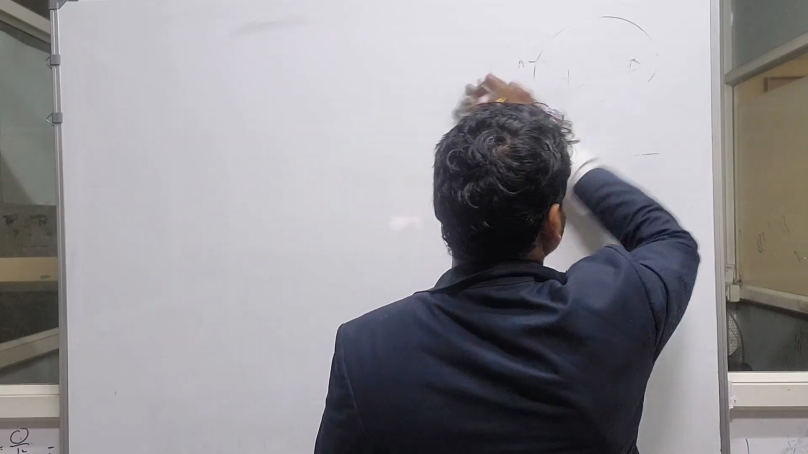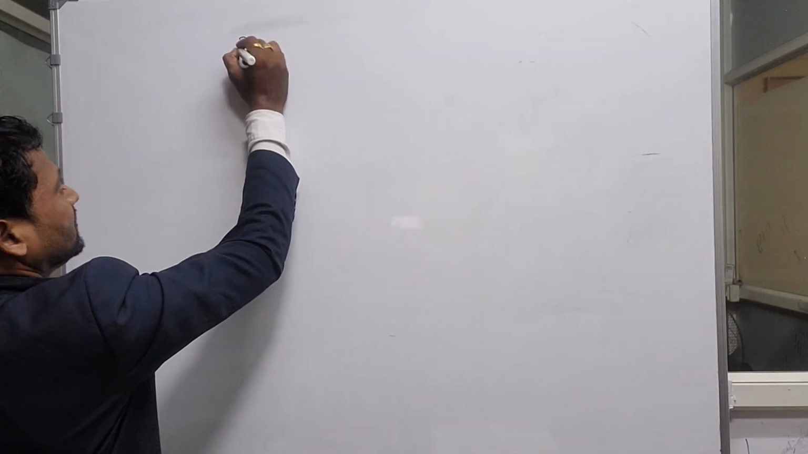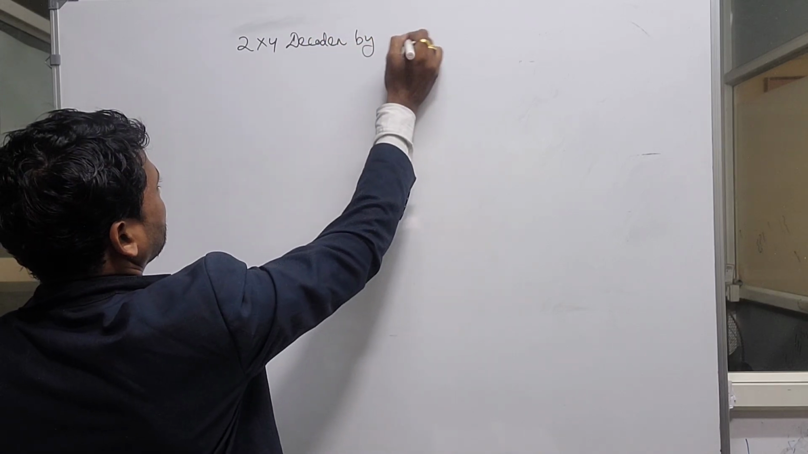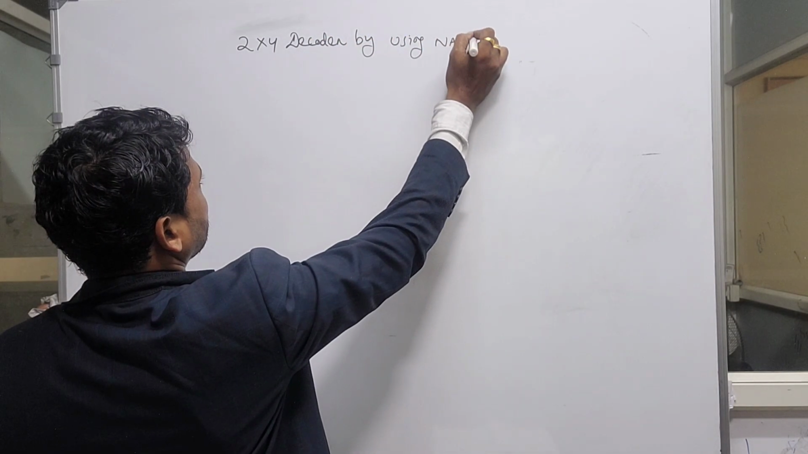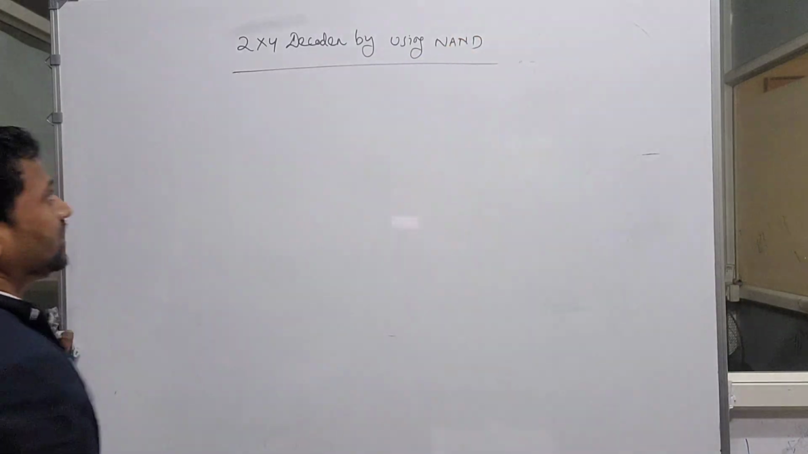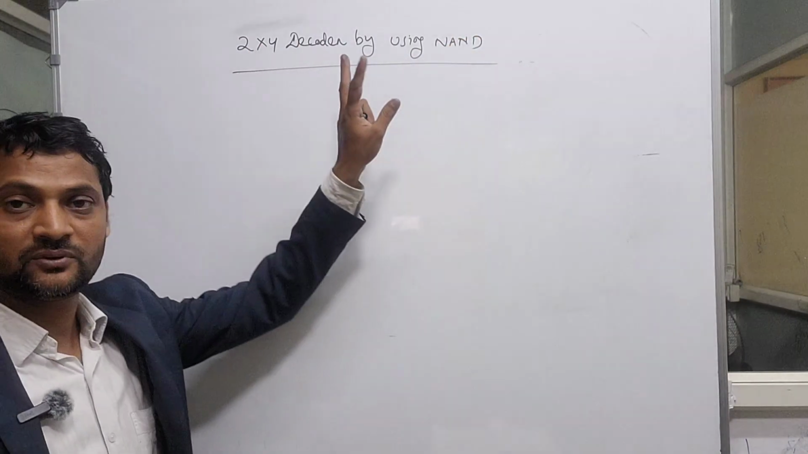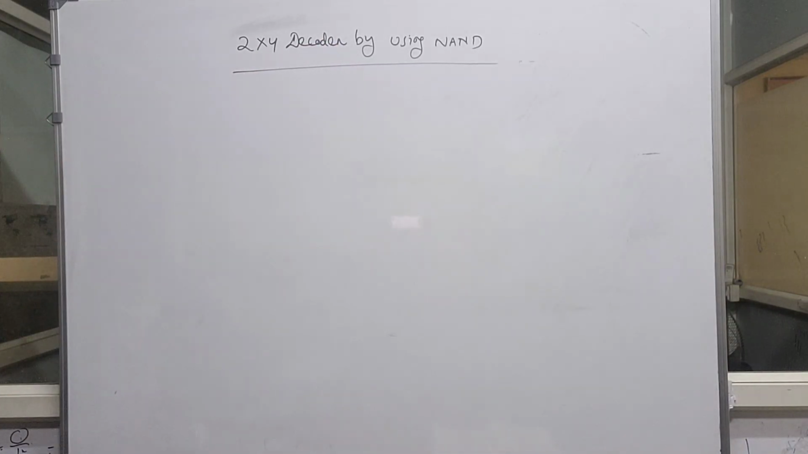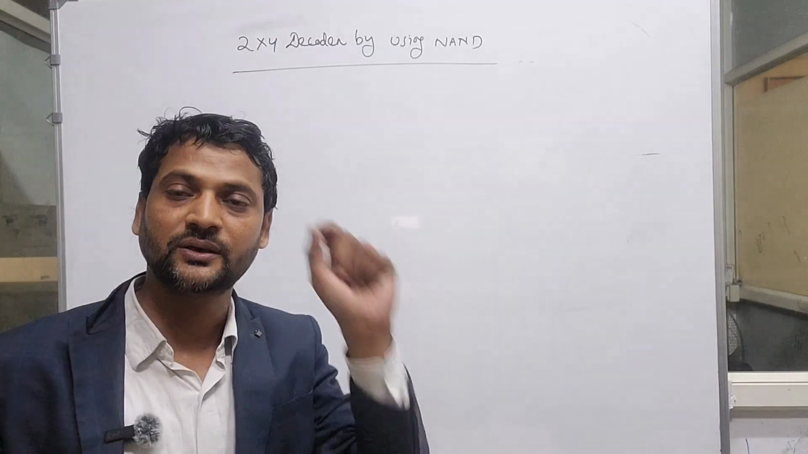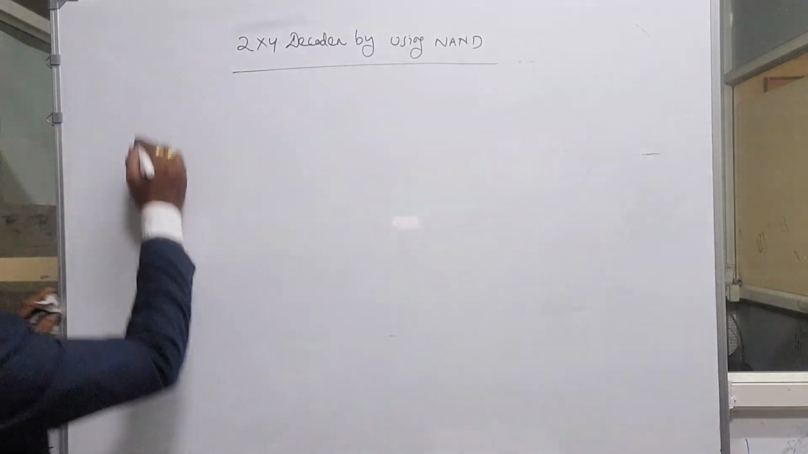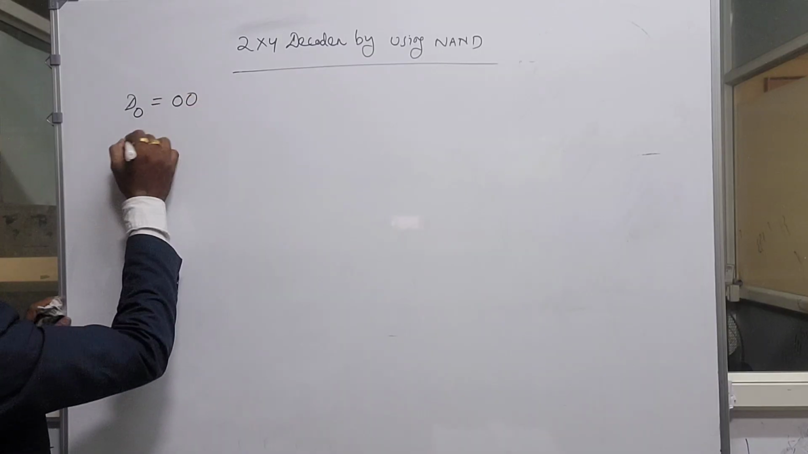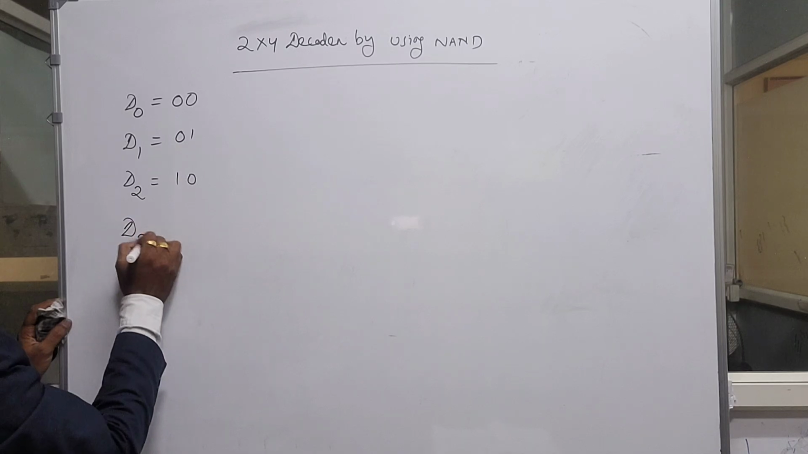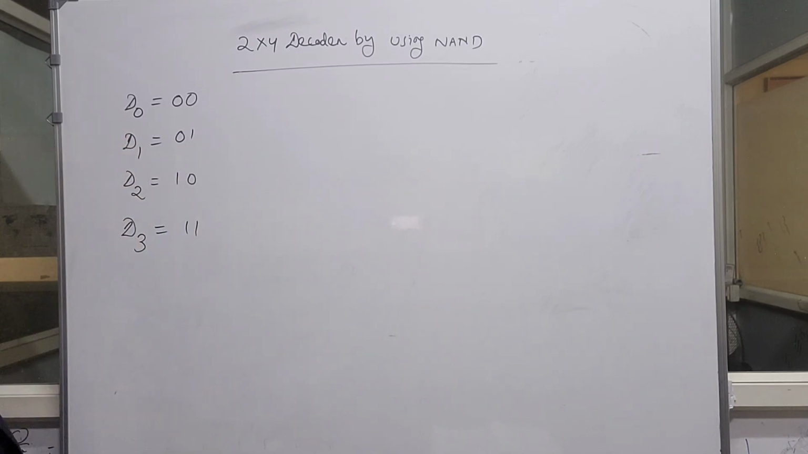Okay, we'll design a 2x4 decoder circuit by using NAND gates. I have already explained the truth table, how to write it, and how to design a 2x4 decoder circuit. For that you need two inputs, and the outputs are D0, D1, D2, D3. So what are the output equations? D0 is 0 0, D1 is 0 1, D2 is 1 0, and D3 is 1 1. Corresponding inputs are A and B.